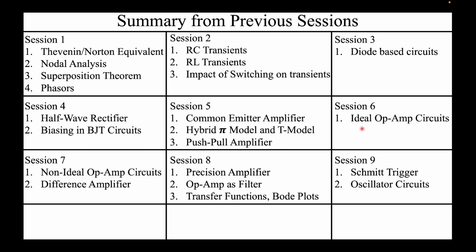Finally, we moved on to op-amps, and in session 6 we talked about ideal op-amp circuits, in which we saw virtual ground and what we mean by negative and positive feedback. In session 7 we talked about some non-idealities in operational amplifiers, that is the offset current, offset voltage, and so on. And then one application which was the difference amplifier. We saw quite a few examples based on this. In session 8 we added some more complexity, and we talked about precision amplifiers, in which, if you go back, you can see there are some diodes involved, and how we can use different devices to suit our needs. And then finally we saw op-amp as a filter.